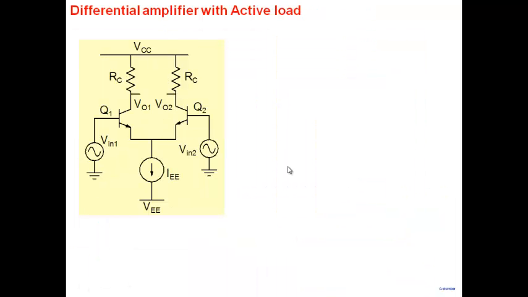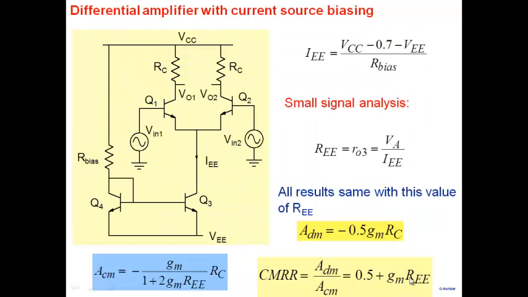So let's write it down here. So you can see here GM times RE. So what do I do with RE? Replace it by R0. Replace it by R0. And how much CMRR do we get? So if you take VA by IEE and put it here, VA by IEE, and you have a value of GM, which is this one here. So what do you get? You get CMRR approximately equal to VA by 2 VT. Early voltage divided by 2 VT.